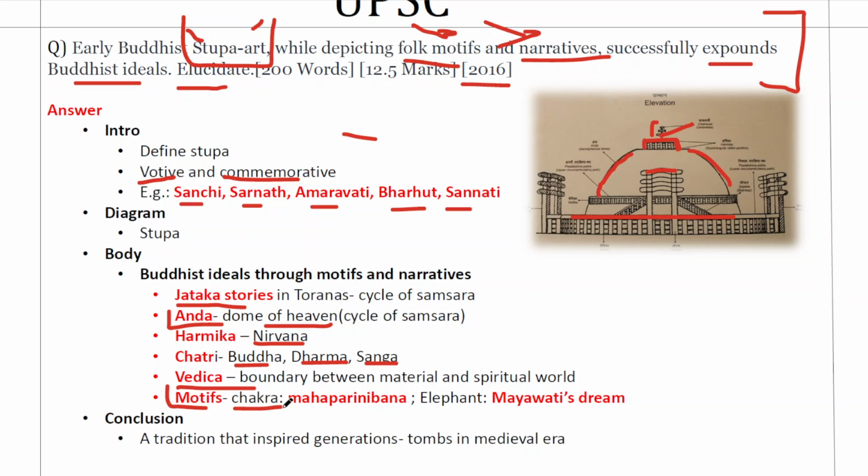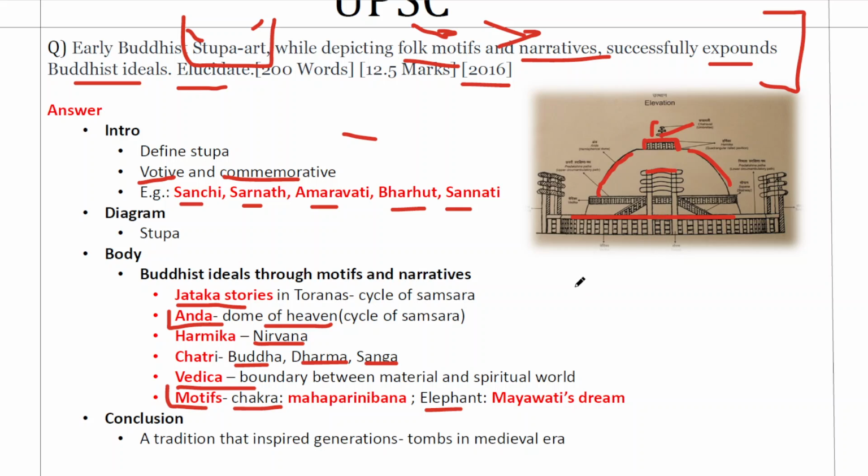For example, take the case of the Chakra. The Chakra represents Mahaparinirvana, the great renunciation of Buddha. The Dharma Chakra Pravartana was the first speech that Buddha made in Sarnath. It represents this renunciation. Second is the symbol of the elephant. It represents Mayadevi's dream. Mayadevi is Buddha's mother. She saw an elephant in her dream, which proclaims the birth of Buddha. So the elephant is represented as Mayadevi's dream, connected to Buddha's birth. These things are represented in the Toranas.